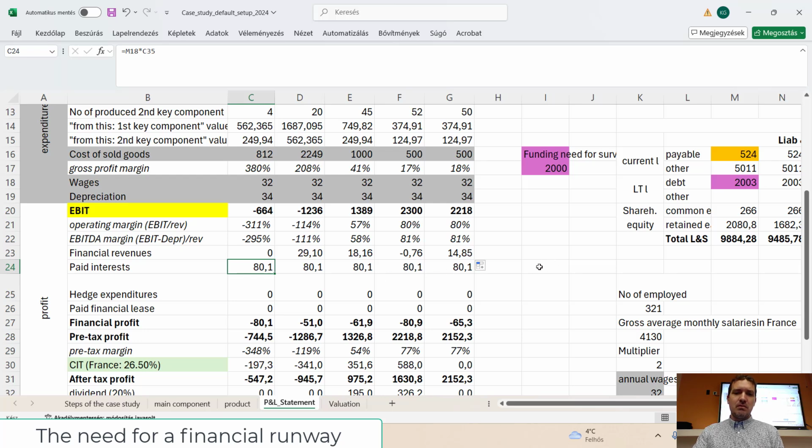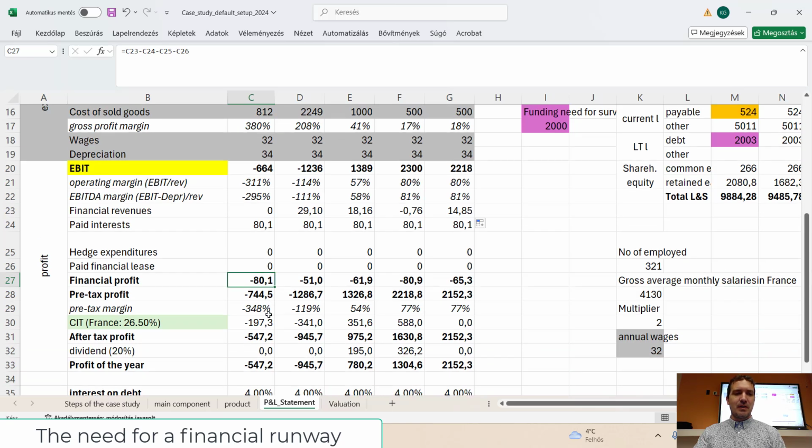Yeah, we can accept this. At least we are checking the numbers, then they are okay, so the Excel is doing well. Hedge expenditures, later where we will mitigate the foreign exchange exposure, then we have to deal with this one, or we can set them also in case of financial lease. But right now we have also some losses in terms of financial profit.